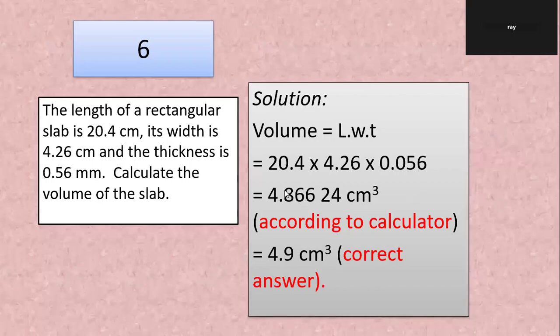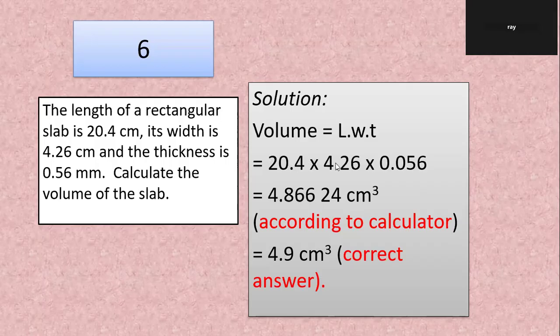You cannot write so many significant figures. This one is 3 significant figures, this one is 3 significant figures, and this is 2 significant figures. So your answer should follow 2 significant figures. Why can't it be 3? Because it's determined by the least accurate number of significant figures.